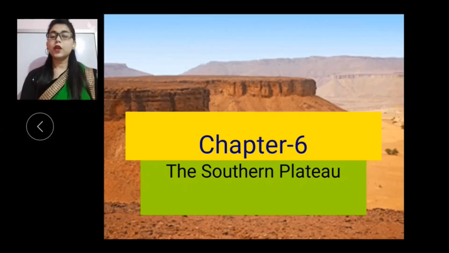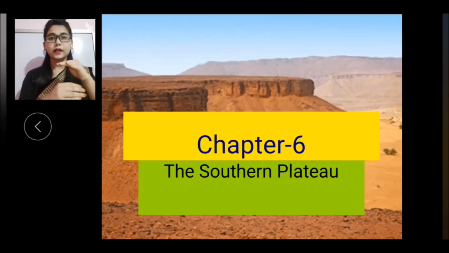Now students, today we are going to start something which you know but in detail. That is chapter number 6, the Southern Plateau. Now what is a plateau? It rises higher than the surrounding and at top it is flat. That is a plateau. And as you know, the south part of India is a plateau and that is known as the Southern Plateau. So let's get started with our chapter number 6.